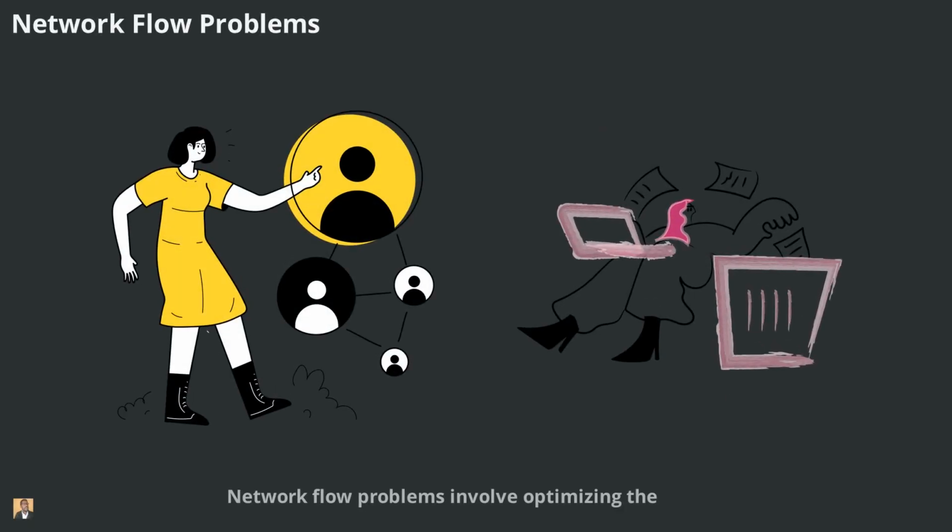Network flow problems involve optimizing the flow of resources through a network, such as transportation routes or communication channels. Linear programming models help maximize throughput or minimize costs, subject to capacity constraints. The Simplex method efficiently solves these problems, supporting better decision-making in logistics and communications.